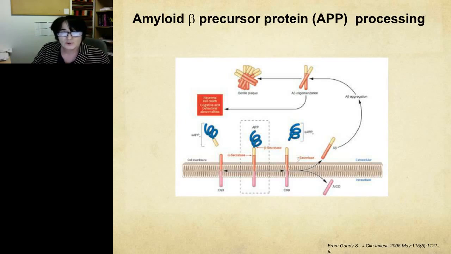On this slide is shown the processing of amyloid precursor protein and the generation of A-beta peptide. Amyloid precursor protein is a transmembrane protein. It is cleaved by two enzymes, two secretases, beta secretase and gamma secretase, which generate amyloid beta peptide. It is secreted as a monomer, but because it is highly hydrophobic, it oligomerizes and eventually forms bigger aggregates that form the plaques.